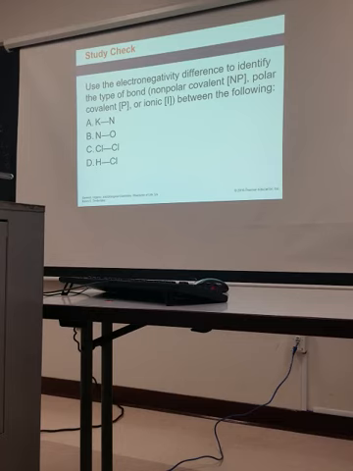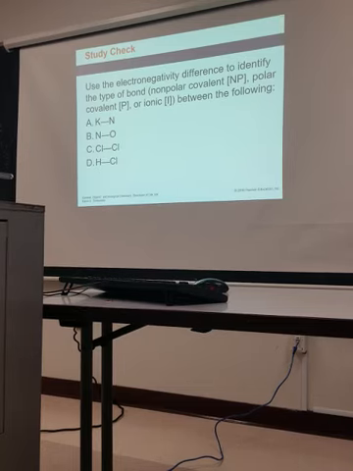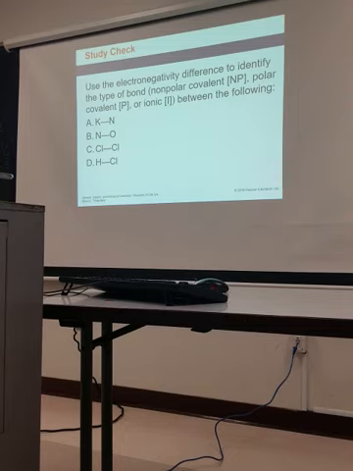Nitrogen is 3.0, oxygen is 3.5. Chlorine is 3.0, so the same. And then hydrogen is 2.1, Cl is 3.0. So A, because it begins with a metal, that's ionic. B, we're at 0.5 difference. That's polar. For C, that's zero, because it's the same. So that's non-polar. And then the last one, we're above 0.3 between two non-metals. So that's polar.